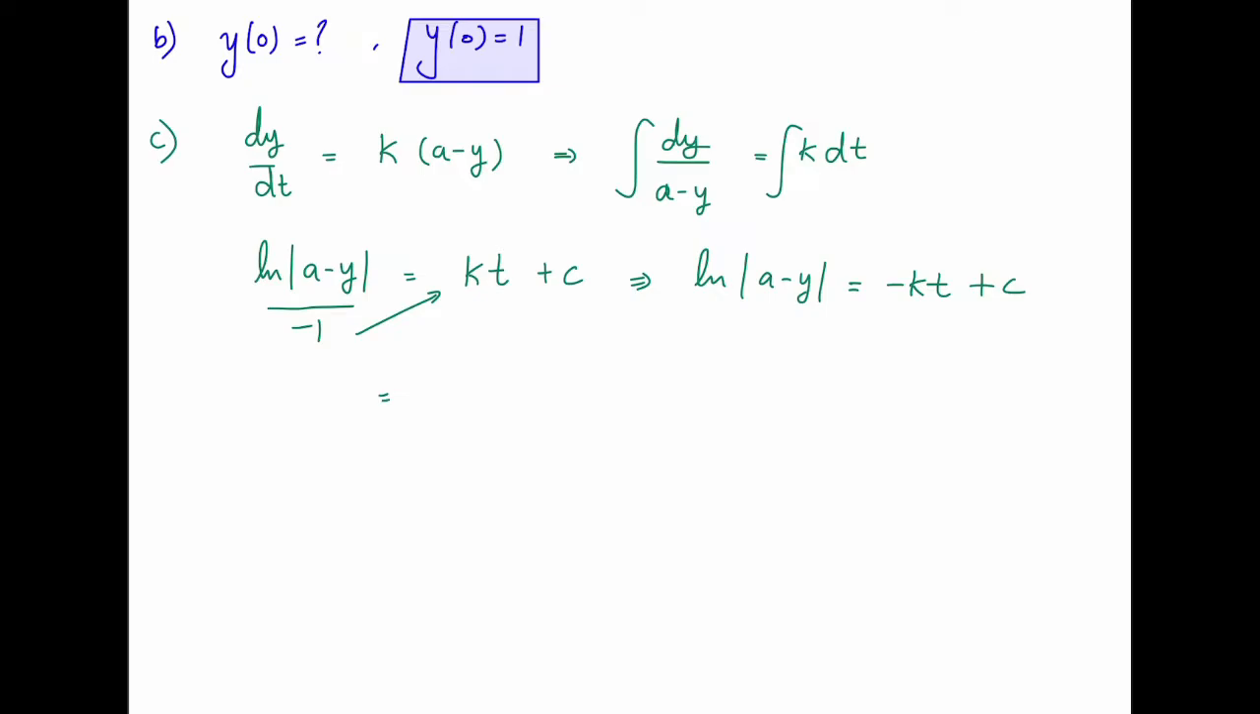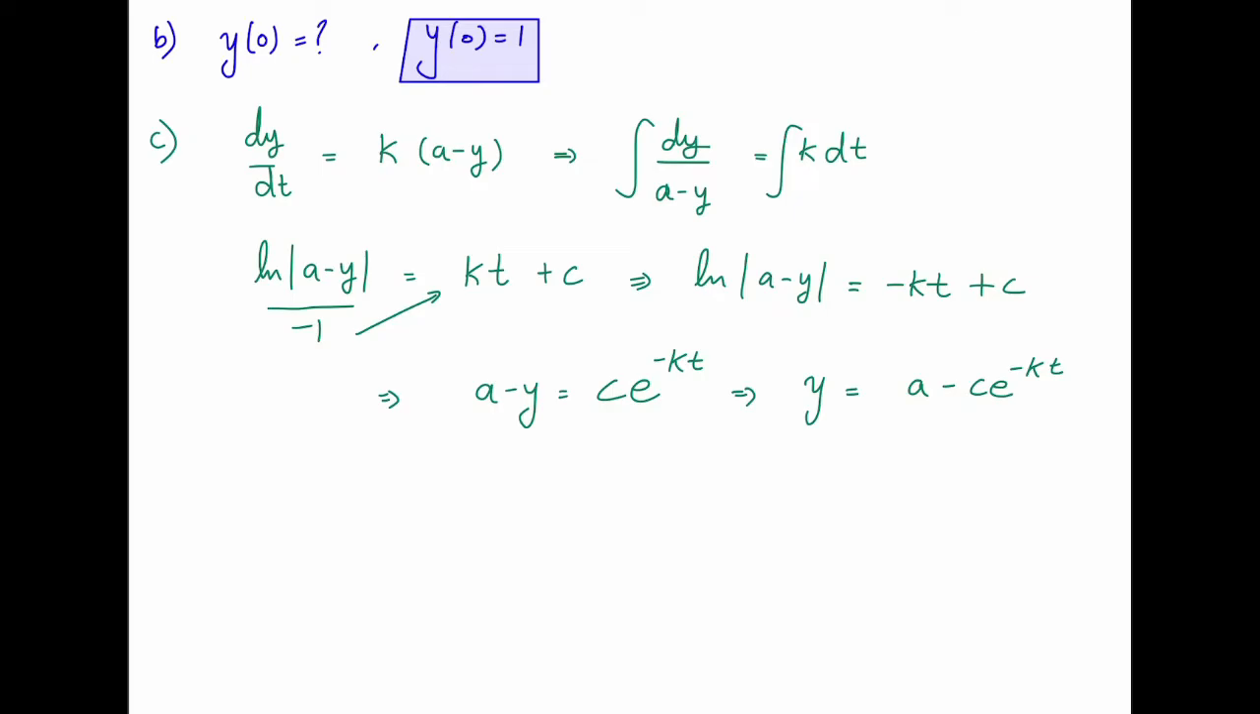After that, we can just take the exponentials on both sides. We have a minus y equals e to the power negative kt, of course with the c in the front. So that could be done. And then our equation is going to be y equals a minus c e to the power of negative kt. Okay, so my solution is nice. It looks okay. Any questions about the method? Nope, right? That should be good.